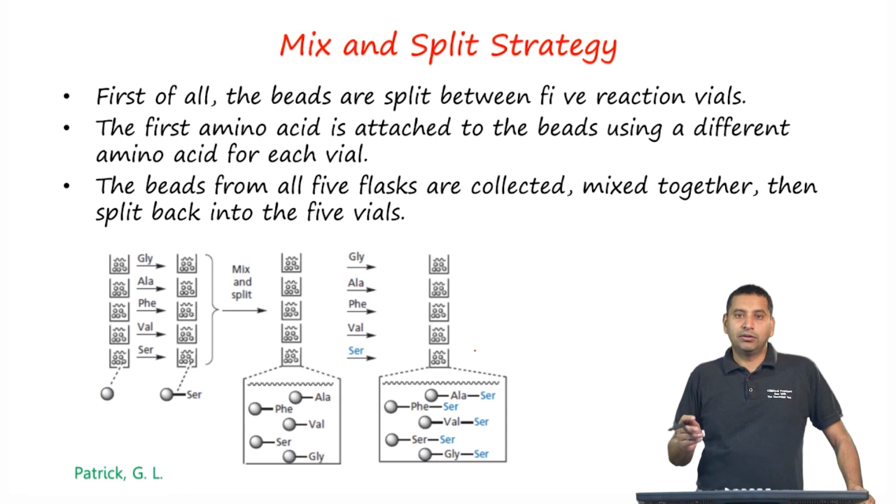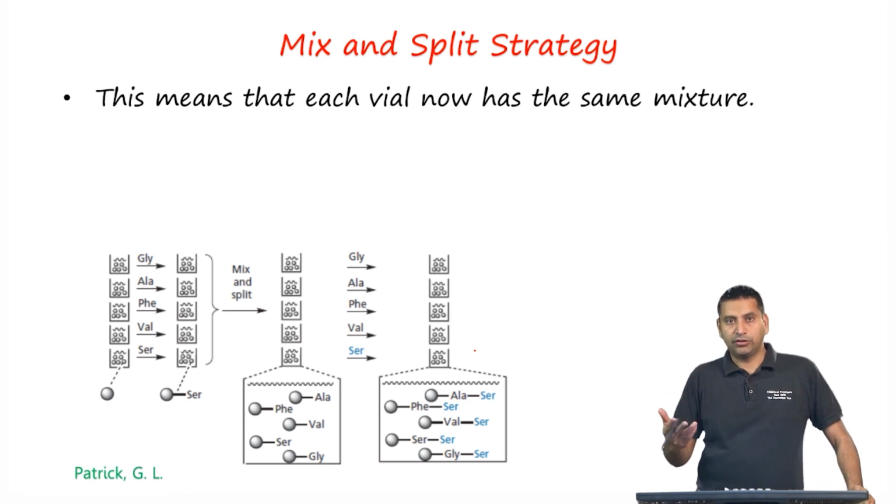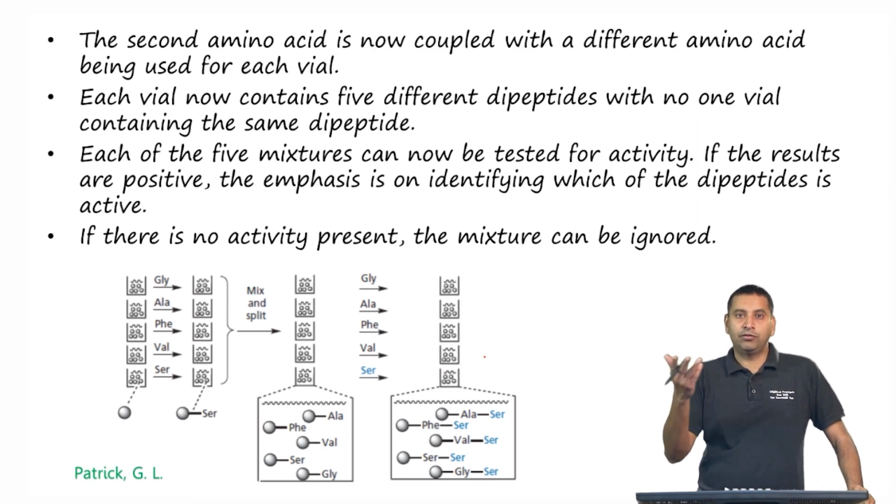So, then what you do is you can repeat this process, and from all the 5 flasks then again split it into 5 vials and so on. So, here if you look at the mixture, then we take this mixture and screen for biological activity, and if the mixture does not have any significant biological activity, it is discarded.